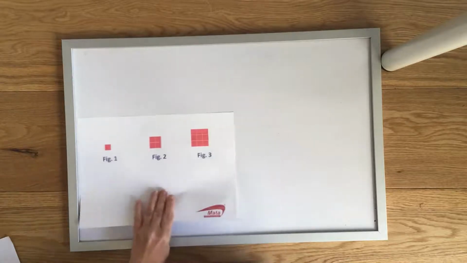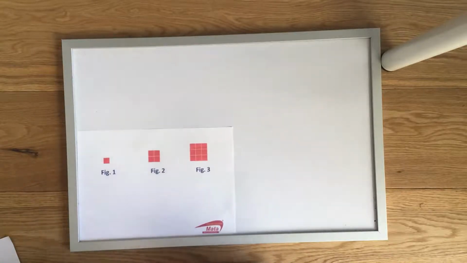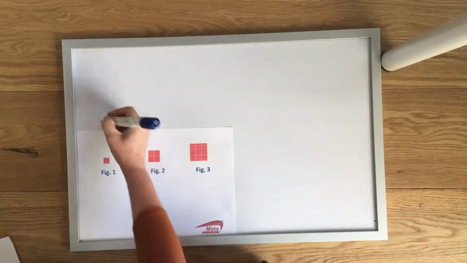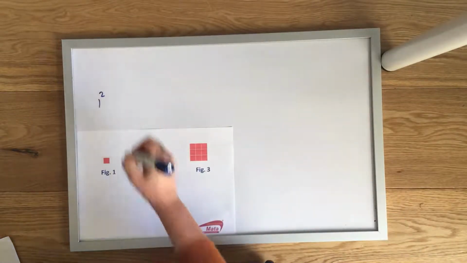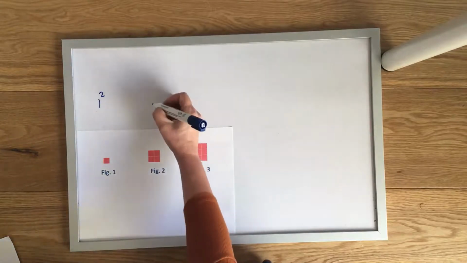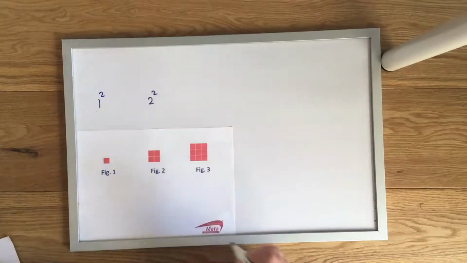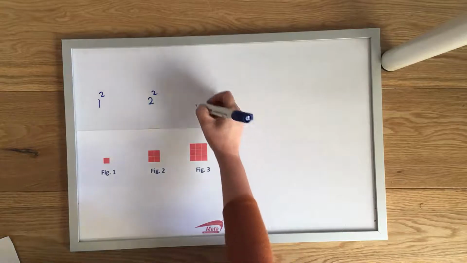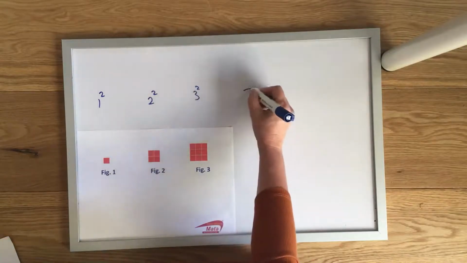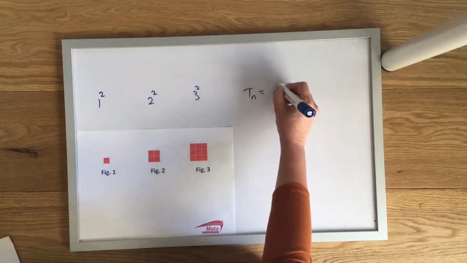This is probably the easiest of all the quadratic patterns that we're looking at. So we can see our first term is 1, which is 1 squared. Our second term is 4, which is 2 squared. Our third term is 9, which is 3 squared. So our nth term will be n squared.